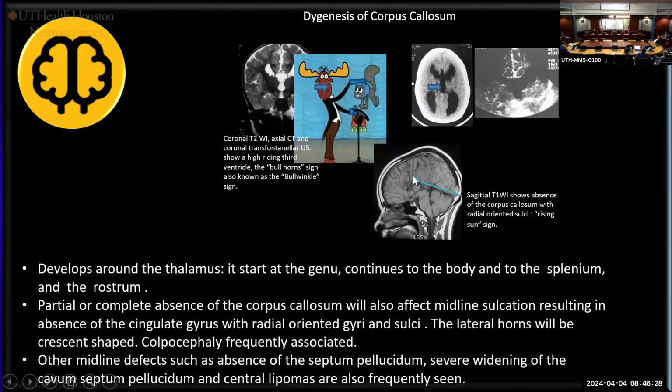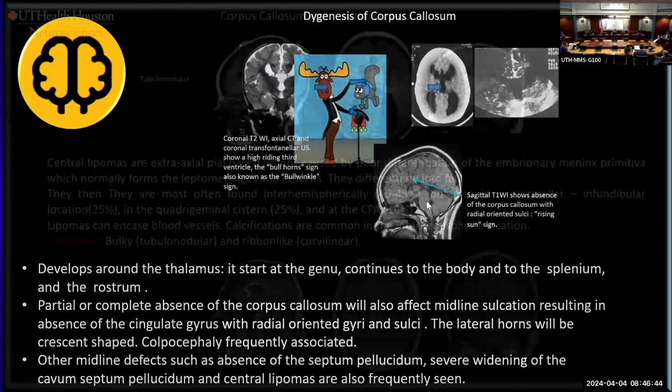And all of the sulci, since you can do a C shape to give you the cingulate gyrus, which is also C-shaped, you have all of the sulci kind of rising from the thalamus that way. And they're all oriented radially from the thalamus when you have callosal anomalies.